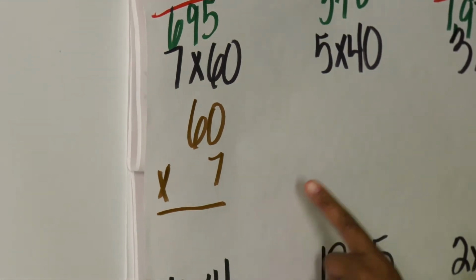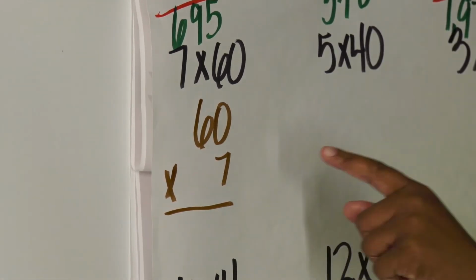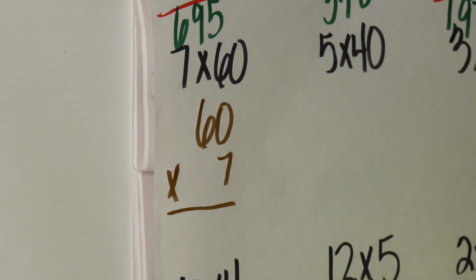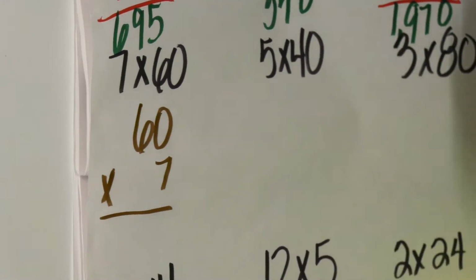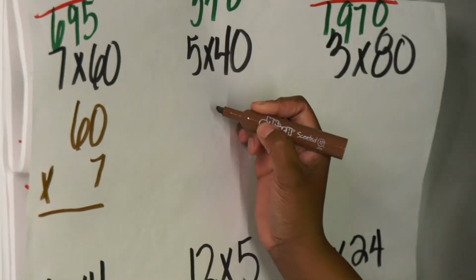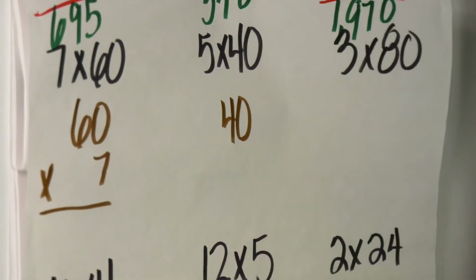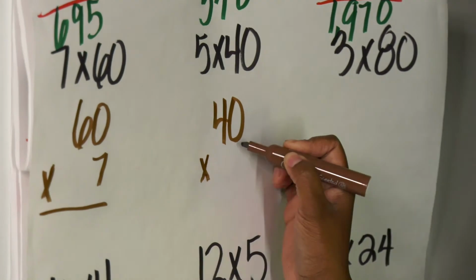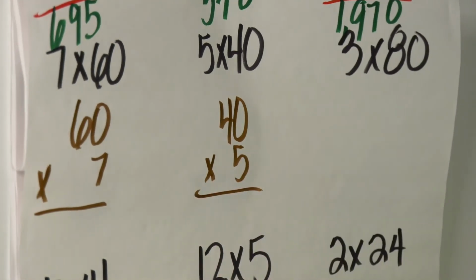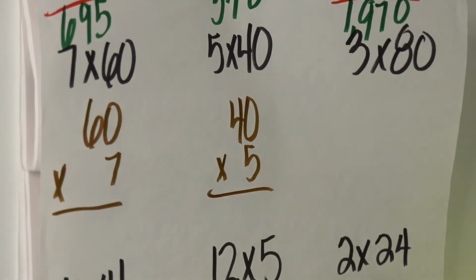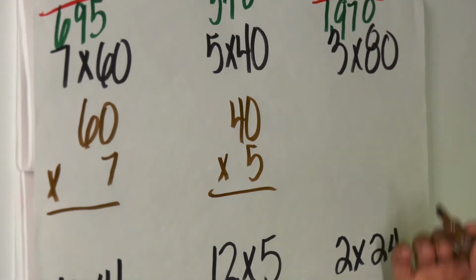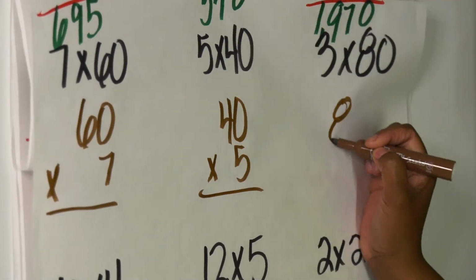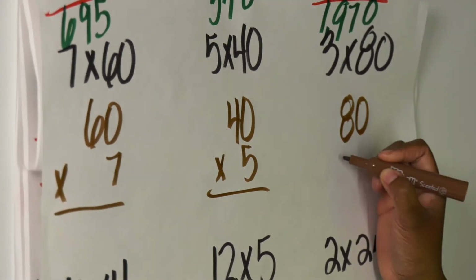So I want to just go through and practice our setup for these first 3 problems, and then we'll come back. We have 5 times 40. 40 has the most digits. That number goes to the top. Times 5 goes in the ones place. And then we have 3 times 80. 80 has the most digits. It goes to the top.